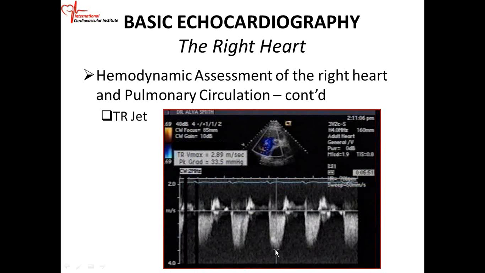Using the modified Bernoulli equation, you just measure your velocity. Here the velocity is 2.89. So 4V squared is 33.5. So all you need to add to that gradient to get your right ventricular systolic pressure is the right atrial pressure. By measuring the IVC and observing collapsibility with inspiration, you can determine the right atrial pressure, and you can get your RV systolic pressure and your pulmonary artery systolic pressure.